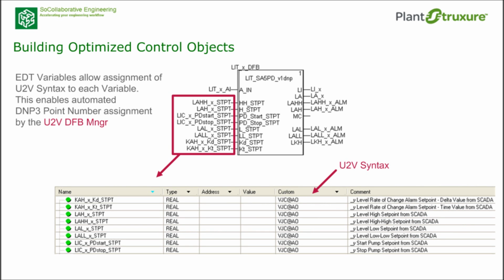So let's take a look at the input pin variables. As with the OFS OPC version, EDT variables are required to enable these variables to be individually and uniquely identified as Vijeo DMPR variables with DMP3 point addresses. The DFB manager can auto-assign DMP3 point addresses into a target Unity Pro project. This furthers the optimization of the ease of use of these DFBs used in M340s with the DMPR driver.